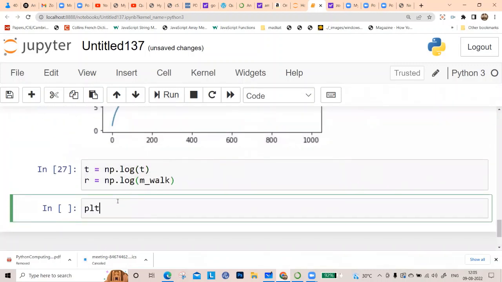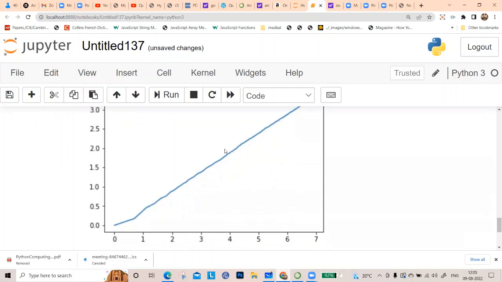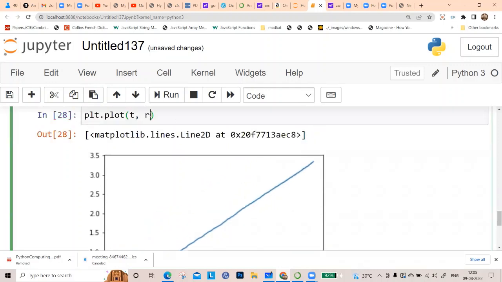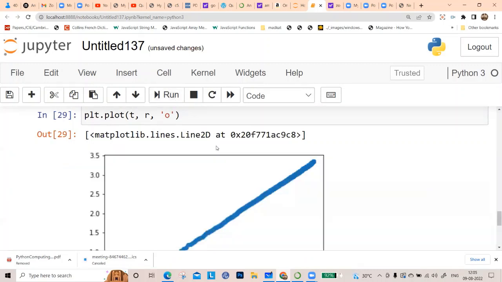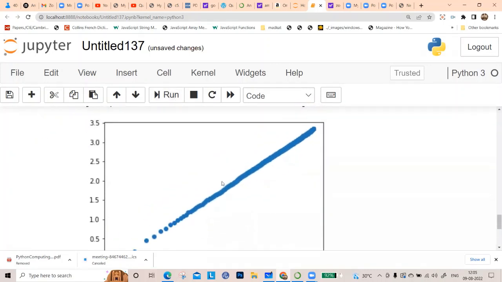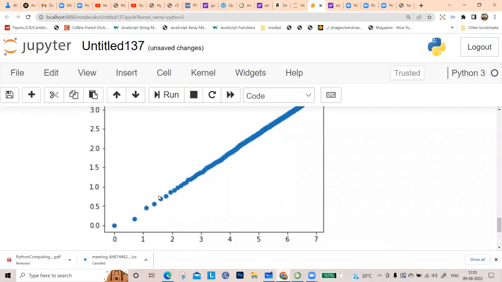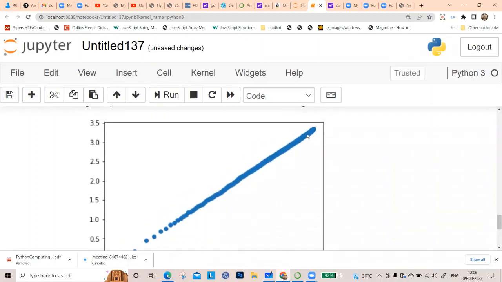Now plt dot plot of t versus r. It should give a straight line. And if I write it with o, that means with bullet symbols. Okay, so it's a fairly good straight line. If we measure the slope of the straight line, it should be close to half.